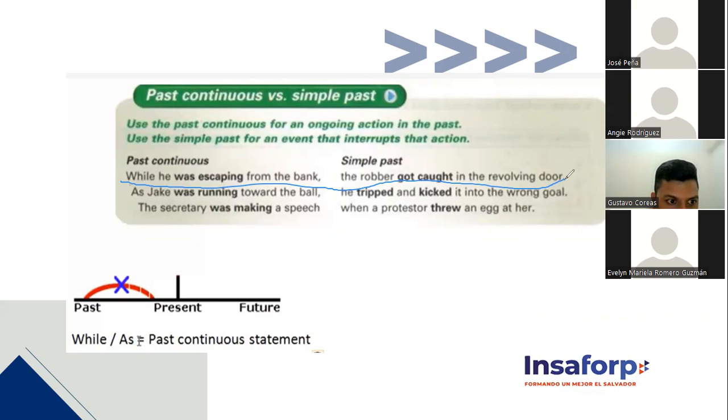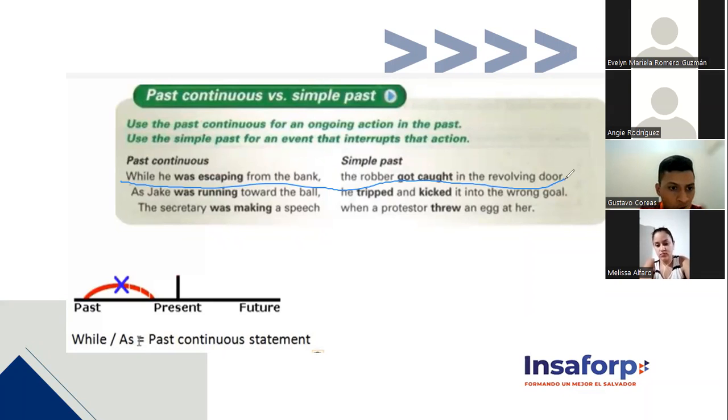Okay, thank you so much. A little interference. Are you working, maybe, Evelyn? Right? No, teacher. Maybe my internet connection is bad. Okay, because I hear some background. Okay, all right. So thank you so much. So while he was escaping from the bank, the robber got caught in the revolving door. Okay, so that's something that doesn't happen, but it's an example only.